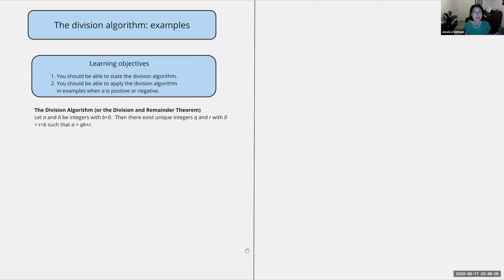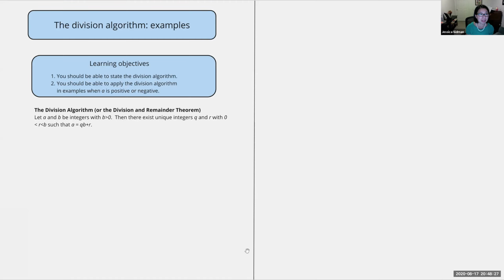All right, so most books, and our book, state this as the division algorithm, although sometimes it doesn't look like an algorithm because it's hard to see what the steps are. Algorithms usually are recipes, right, for steps. So some people call this the division and remainder theorem. And it goes like this.